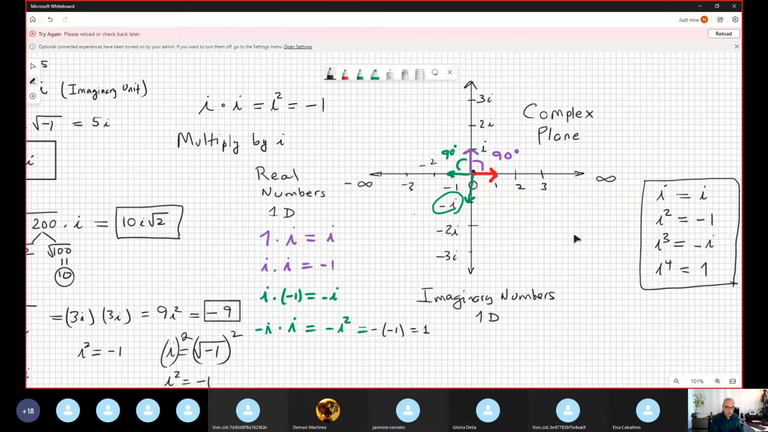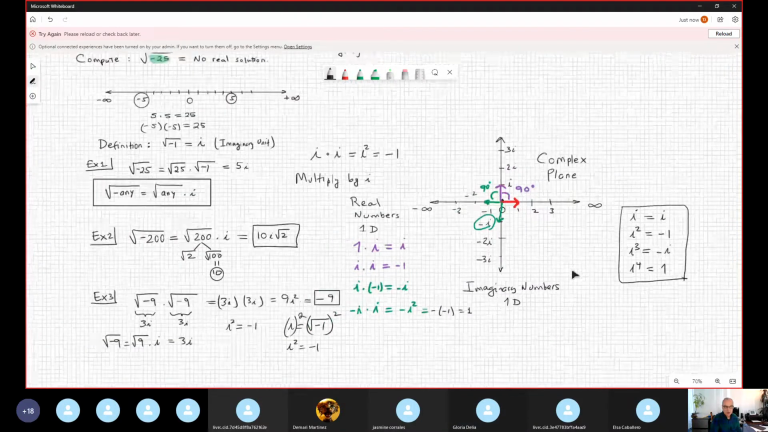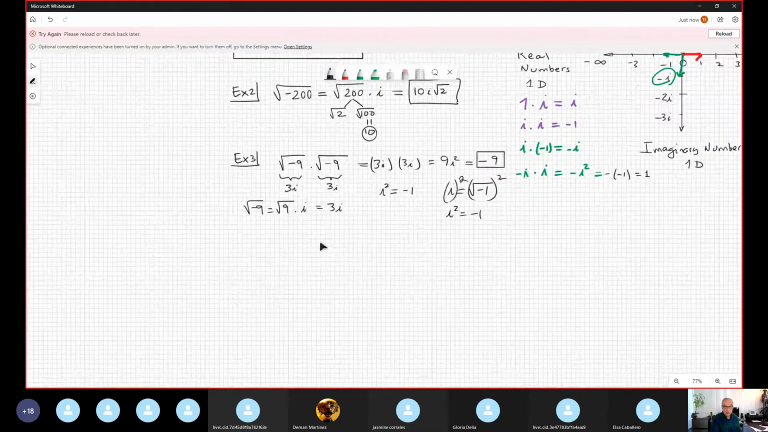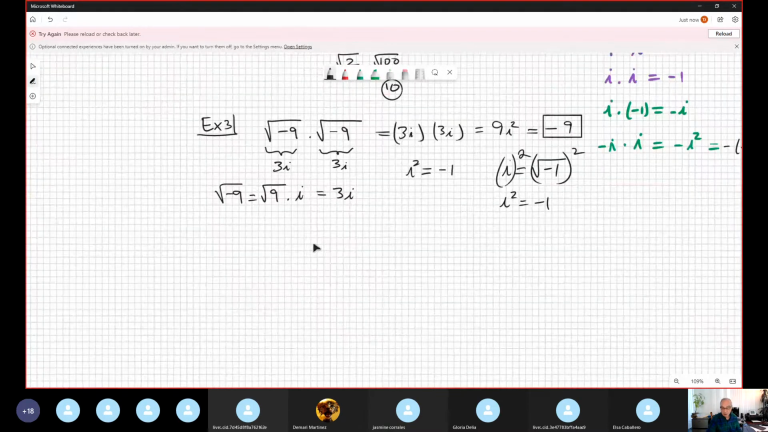Okay, let's continue with the example. I deviated a little bit to the power of i, but we will cover it after, I promise. Example number 4, a typical example you see in the test. Suppose you have this, compute that: square root of negative 64 times square root of negative 25.